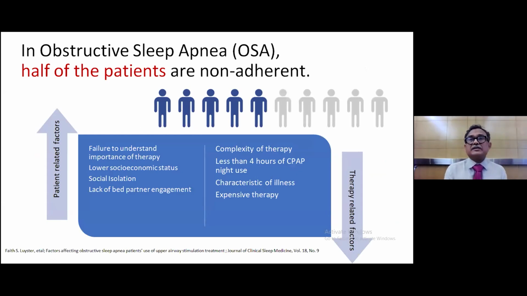In OSA, the sleep apnea syndrome, which is so important to prevent cardiovascular events in a young person who has moderate to severe sleep apnea, and also if they have other comorbidities like diabetes, hypertension, ischemic heart disease, cardiac failure. So these are all diseases that go with sleep apnea. The patient has to follow the CPAP therapy properly and regularly.